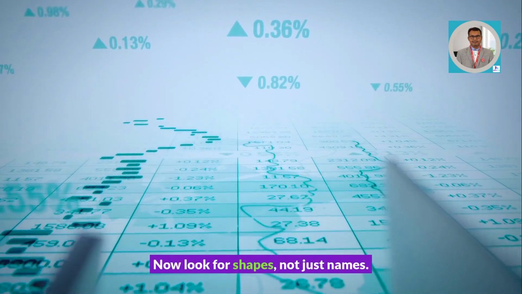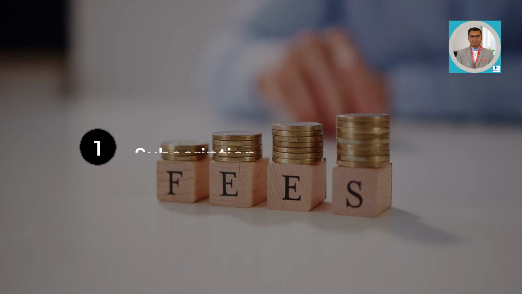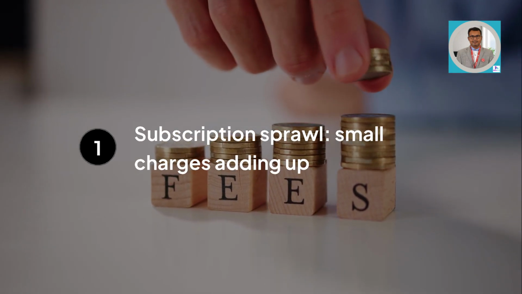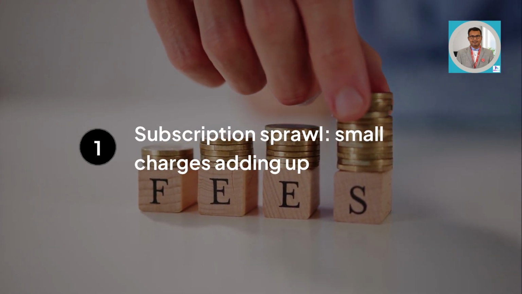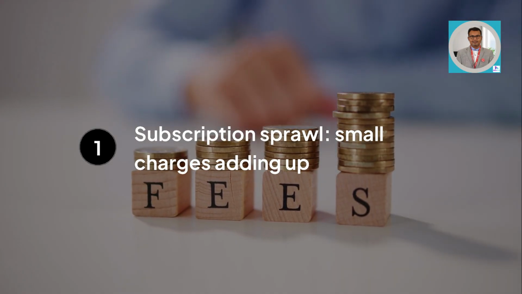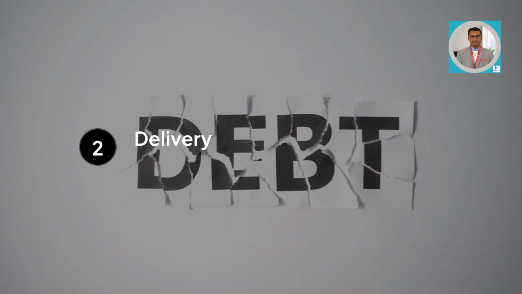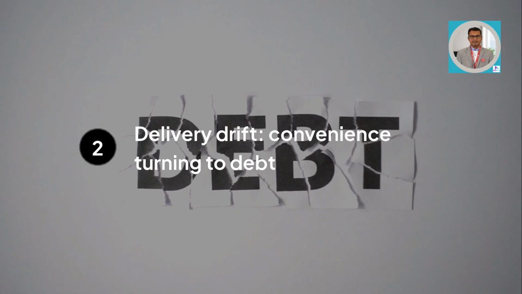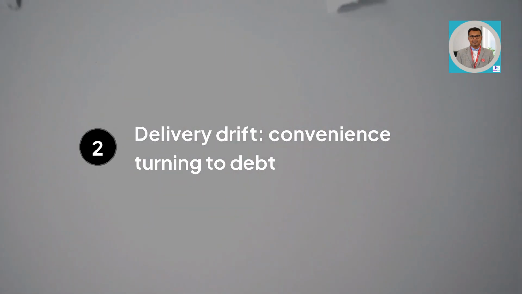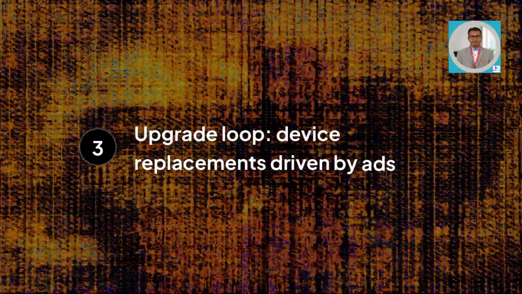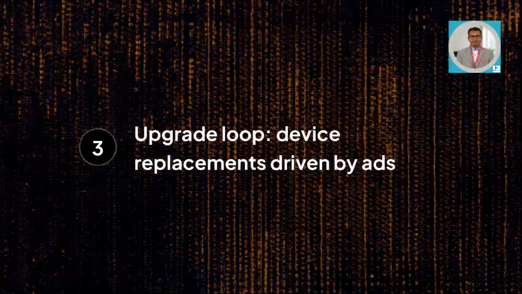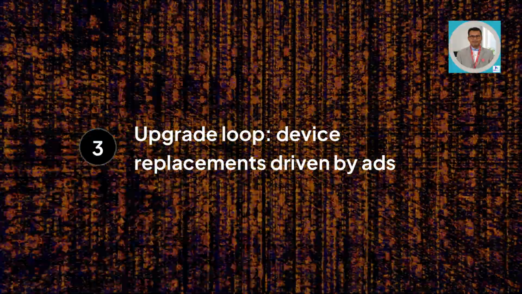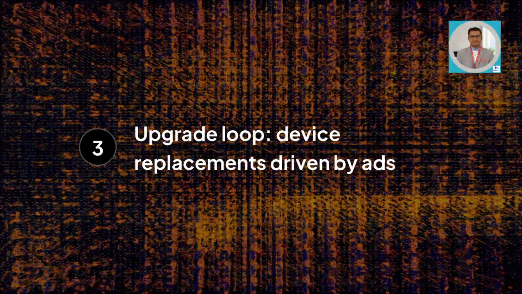Now look for shapes, not just names. One shape is the subscription sprawl, a handful of small monthly charges that add up to a proper number while delivering very little. Another is the delivery drift, weekday fatigue turning convenience into default and default into debt. A third is the upgrade loop, where a perfectly fine device becomes old because an advert told you so, and an EMI becomes a ritual.